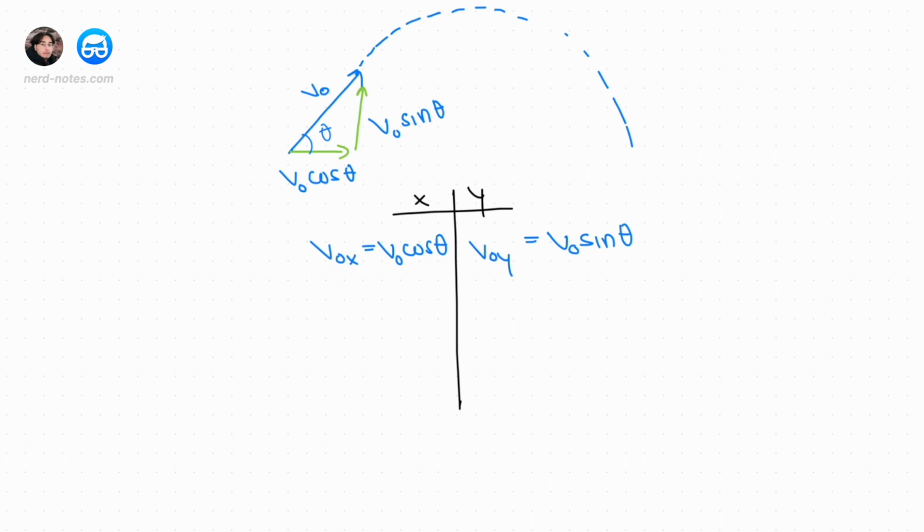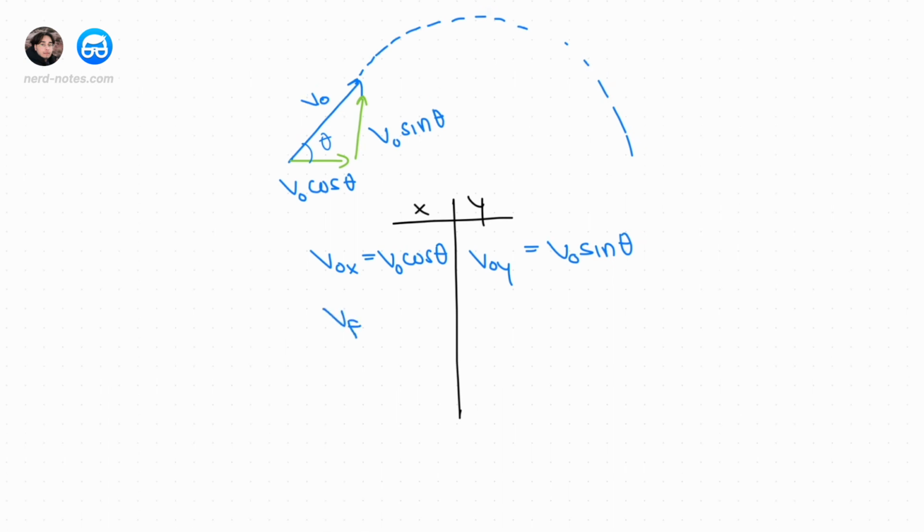All right, now moving on to the next kinematic variable. Let's do final velocity, actually. So v final in the x direction, and v final in the y direction. Let's start off with this one. This is the easiest one. V final in the x direction is actually going to be the same as the initial in the x direction. And the reason for that is because the initial velocity in the x direction never changes.